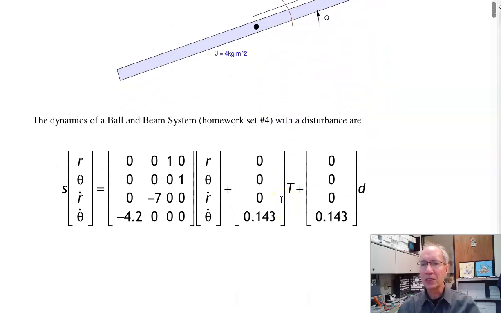Now problem 1 is, give the dynamics. So this is back from homework set number 4. We came up with these dynamics. Here's your A matrix, here's your B matrix. Come up with feedback gains to track a constant set point.